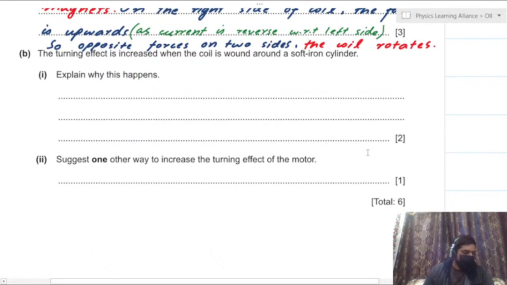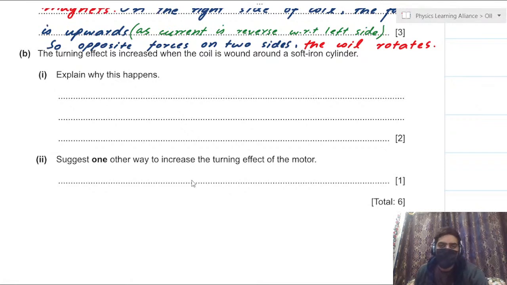On to the next one. The turning effect is increased when the coil is wound around a soft iron cylinder. Explain why this happens.